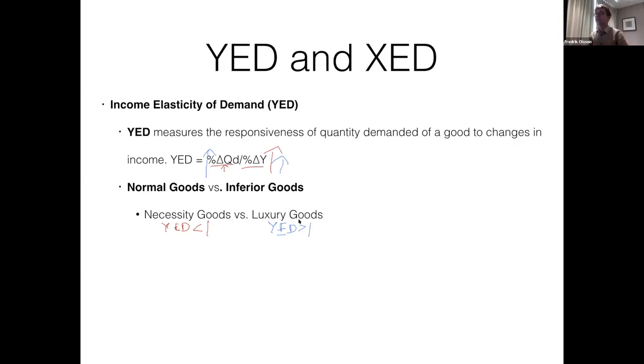So we can see normal goods where as your income increases, you buy more of them. You've got inferior goods, as your income increases, you buy less of them. You've got necessity goods like insulin. As you become richer, your quantity demanded might increase by a tiny bit, but not by that much. And then we've got luxury goods. As your income increases, you buy way more of them. And you can see the YED related to each one.